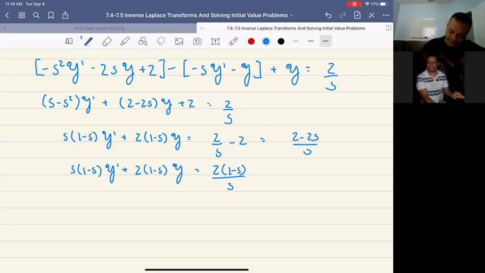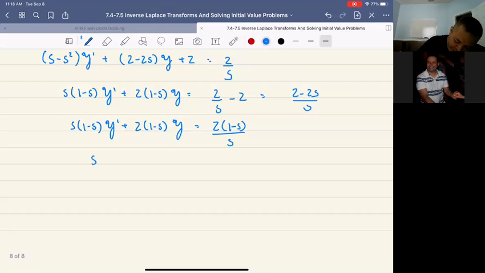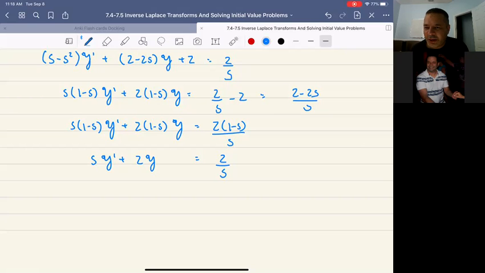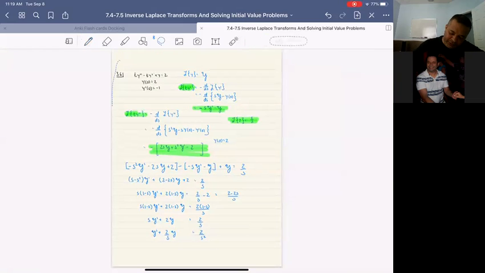Okay, so we're going to have s y prime plus 2y equals 2 over s. What do I do with this? I have a differential equation for y, for the Laplace transform of y. So I'm going to have y prime plus 2 over s y equals 2 over s squared.